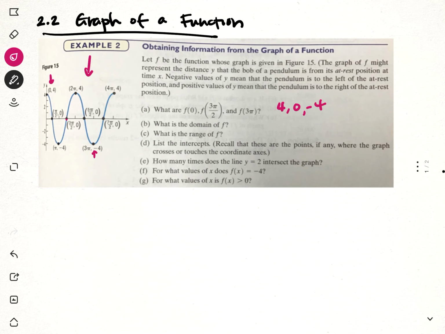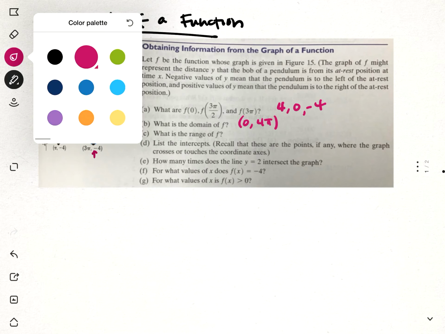Okay, what is the domain of f? Remember, domain represents our x values, right? The possible x values. So notice that there's no arrows at the ends. So there's an end point here and a start point there. So it goes from 0 all the way to 4 pi. Maybe we'll change our color here.